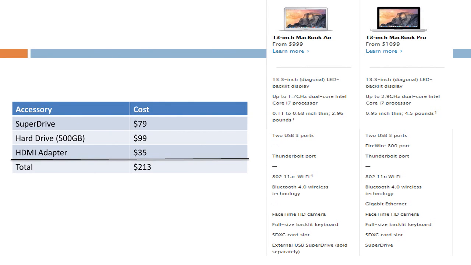On the Apple website, a graphic is provided comparing and contrasting the specs of the MacBook Air versus the MacBook Pro, the superior model. The only mention of the lack of accessories that we found was a fine print statement at the very bottom of the page.